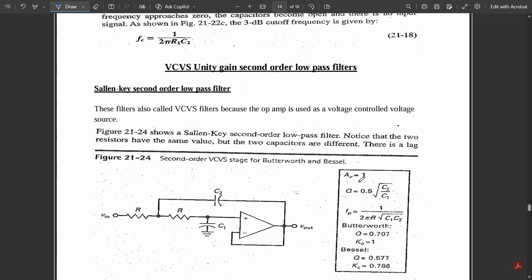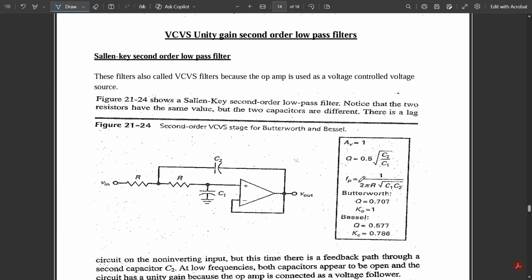Okay, so that's all for this video, guys, with respect to first order low pass filters and first order high pass filters. In the next video we will be discussing some of the important second order filters. Okay, so we'll see that in the next video. Thank you.